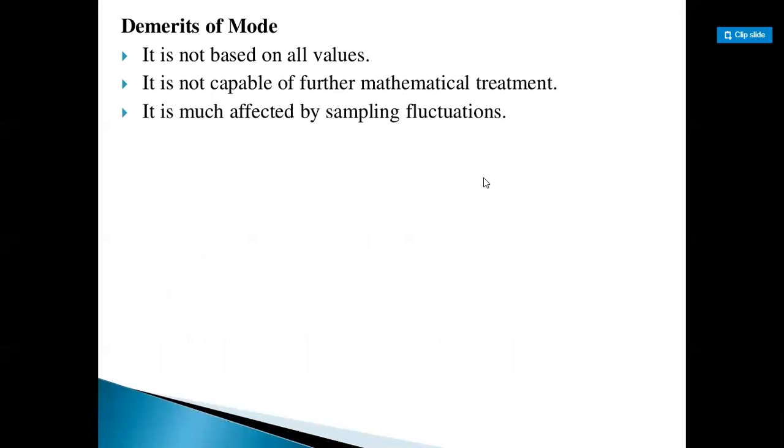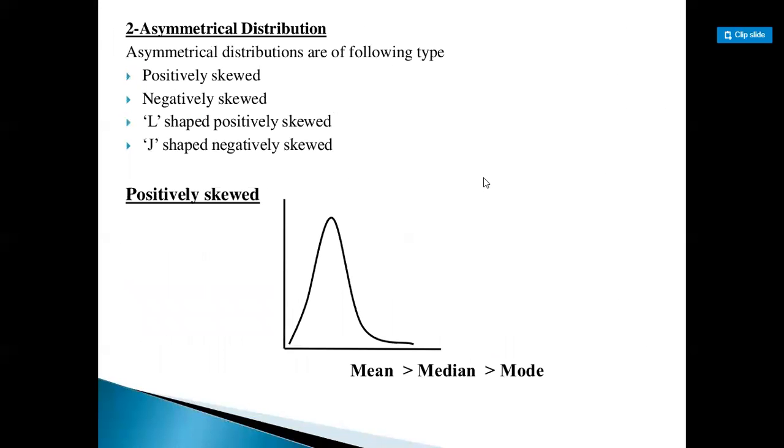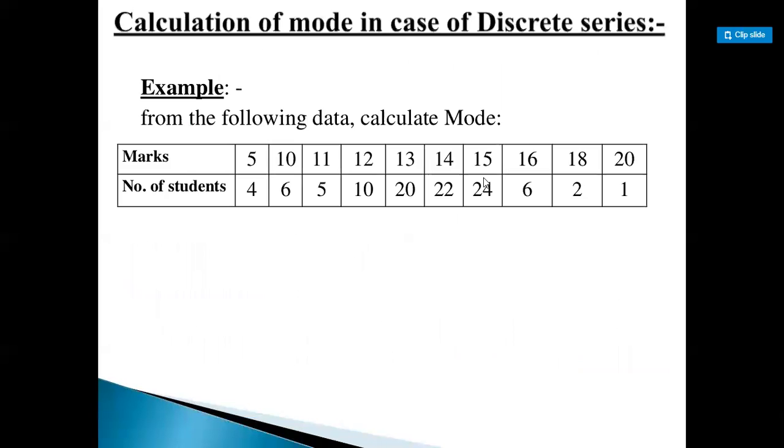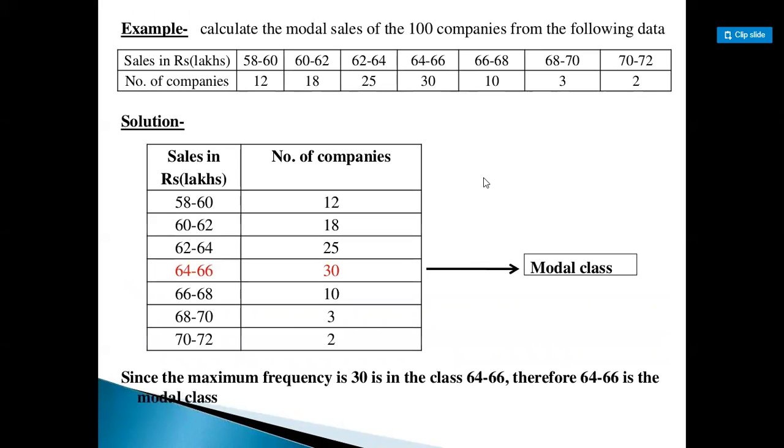Then we will apply the formula of the mode, that is, mode equals L1 plus F1 minus F0 upon 2F1 minus F0 minus F2, into i. So here we have completed the mode. Now we will discuss the next unit, and I will send the numericals of this chapter.